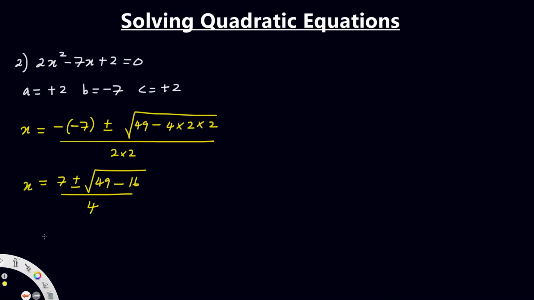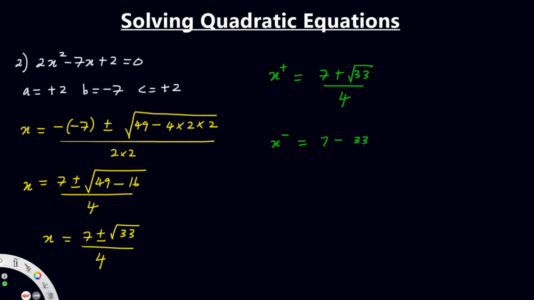That is going to be x. So if I simplify further, you get 7 plus and minus square root of 49 minus 16, which is 33, the whole thing divided by 4. Now this is a quadratic equation, so we are expecting 2 solutions. So the plus solution would be 7 plus square root 33 divided by 4. The minus solution, which is the second solution, would be 7 minus square root 33 divided by 4.